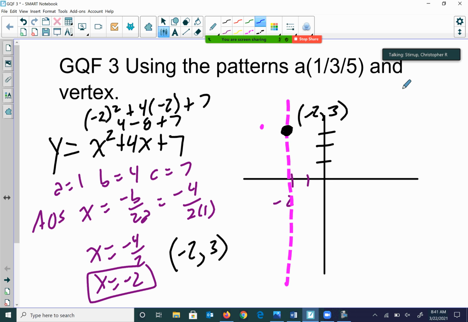And then my pattern graph is going to be A times 135. My A value is 1. So I'm going to get 1 times 135, which is just going to give me 135.